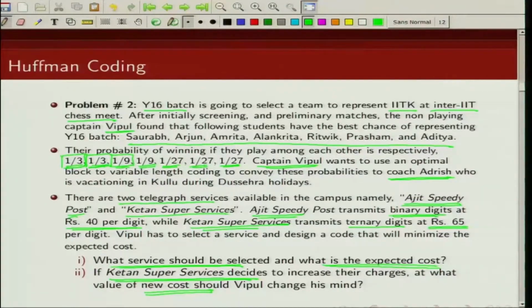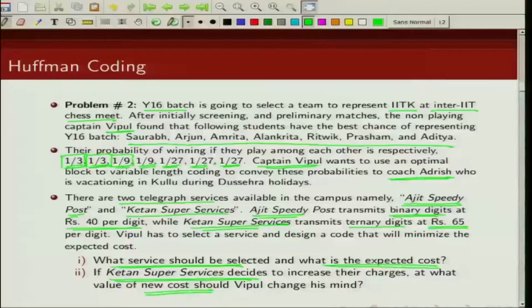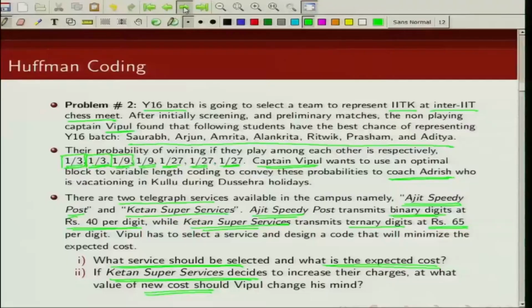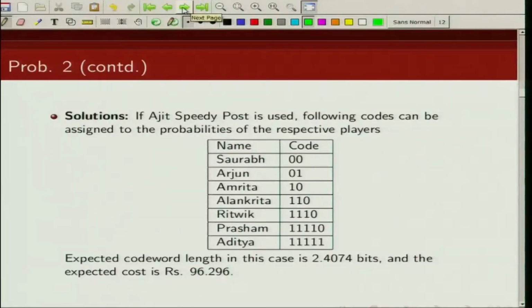So clearly one service uses binary bits, the other uses ternary bits. So Vipul first has to create a Huffman code, because he is using block to variable length coding to encode these probabilities. In the first case he has to construct a binary Huffman code, in the second case he needs to construct a ternary Huffman code, and then he needs to find out the expected code word length in these two cases, and multiply them by their cost per symbol. That would give him the total expected cost.